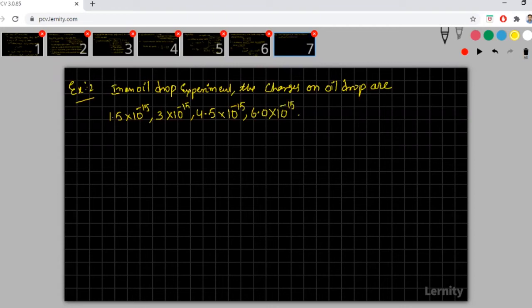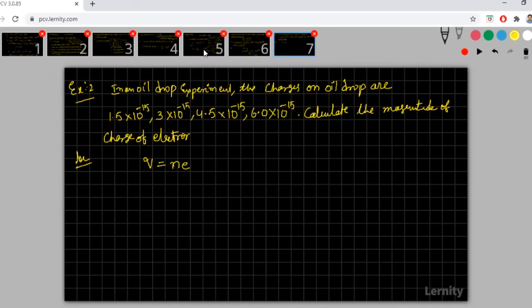Calculate the magnitude of charge of electron. Can you see how to do this problem? The magnitude of charge should be the smallest, and the other charges must be multiples of that one. Then you have to remember the formula: Q is equal to Ne.